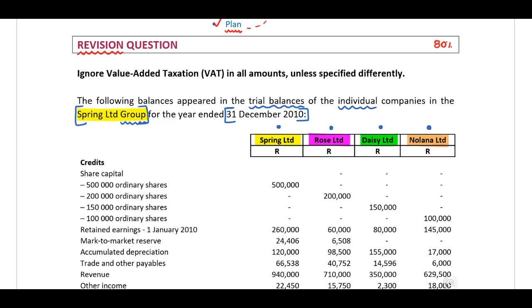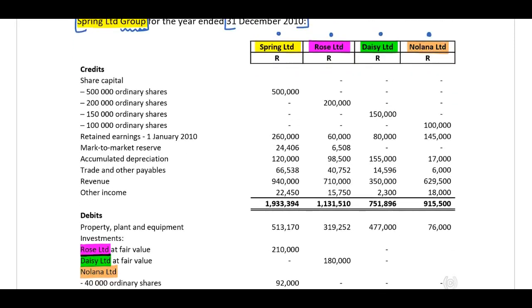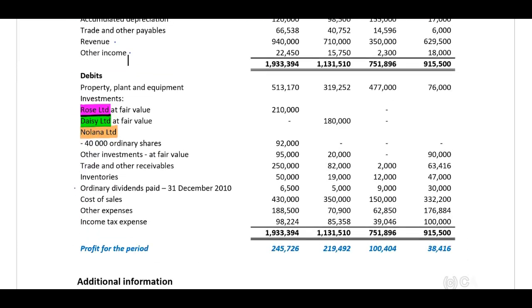Now, when you look at the trial balance, you need to identify important things that you need to account for. For example, when we look at this first, retained earnings, balance on 1 January 2010. Then there's a mark-to-market reserve, accumulated depreciation, trade and other payables, revenue, other income. Debits, property, plant and equipment, investments. Now, this is important to us.